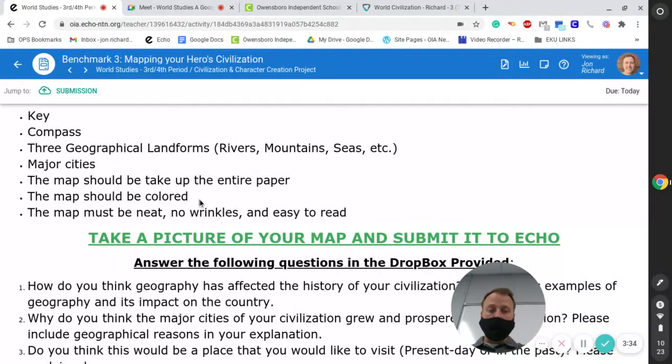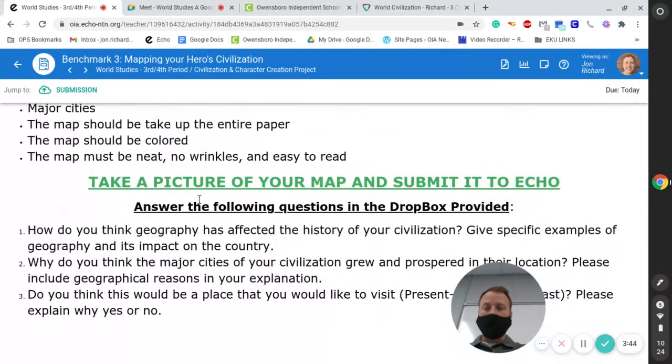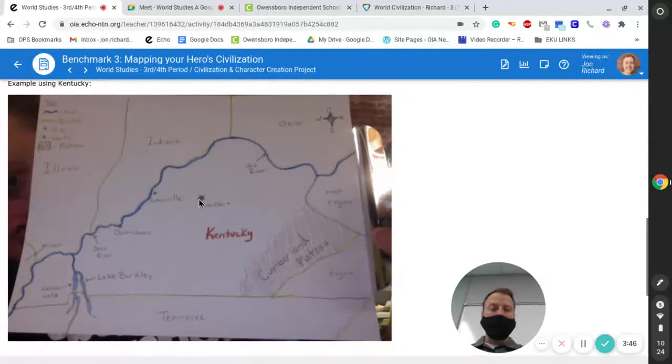The map should be colored. If you are at home and you do not have color pencils or crayons or markers or anything like that, you can come to school on Monday and I'll give you all a little bit of time to add a little bit of color. Realize that the whole map does not need to be colored, okay? I colored just a little bit, like our geographical indicators, our borders. I highlighted the name of Kentucky. So just minimal color is okay. It doesn't have to be completely colored, okay?